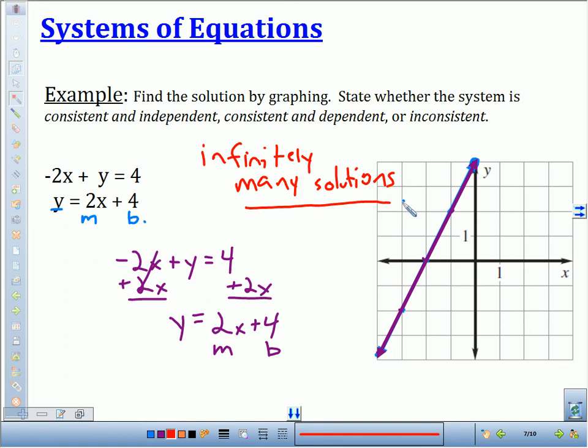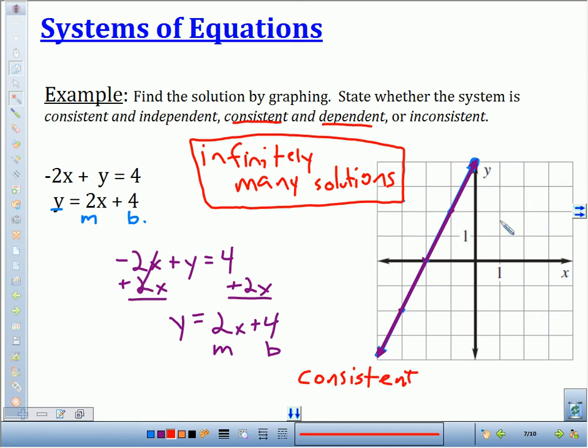Since there are infinitely many solutions, that means that this system of equations is consistent and dependent. So I'm going to put that down too. Consistent because there is at least one answer. In fact, there are infinitely many. And dependent because both of the lines are the same. So the two parts to our question have been answered. It is infinitely many solutions, consistent, and dependent.